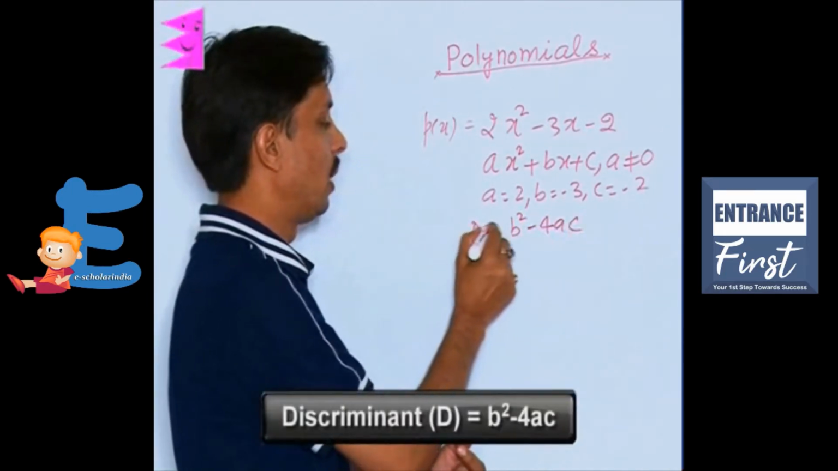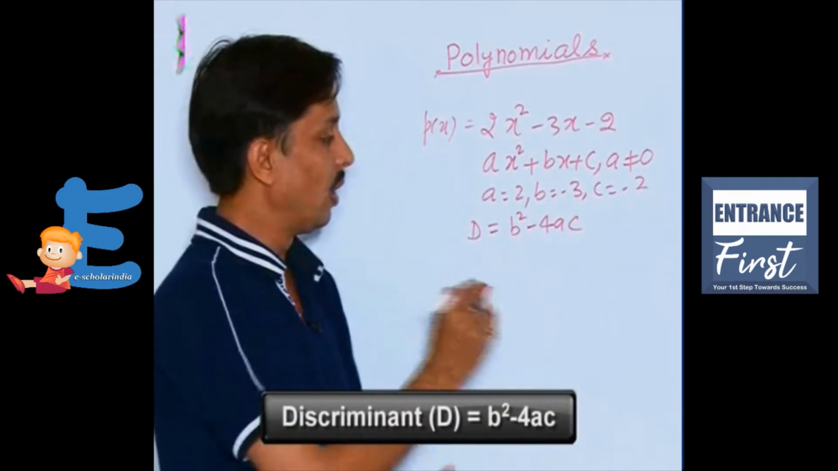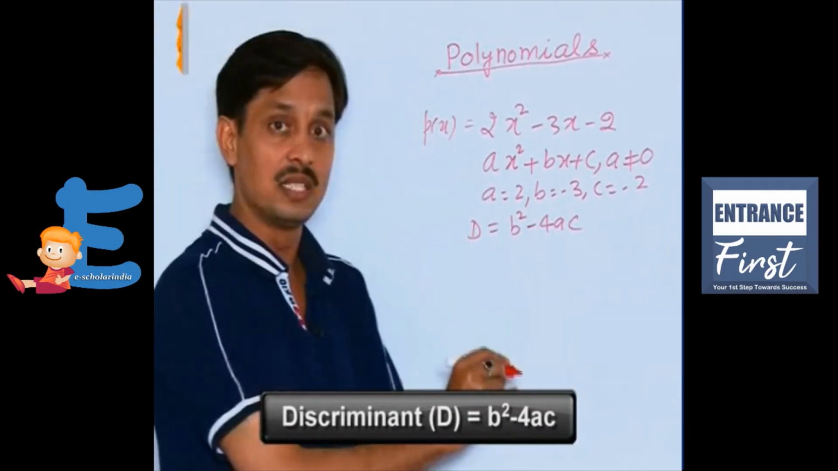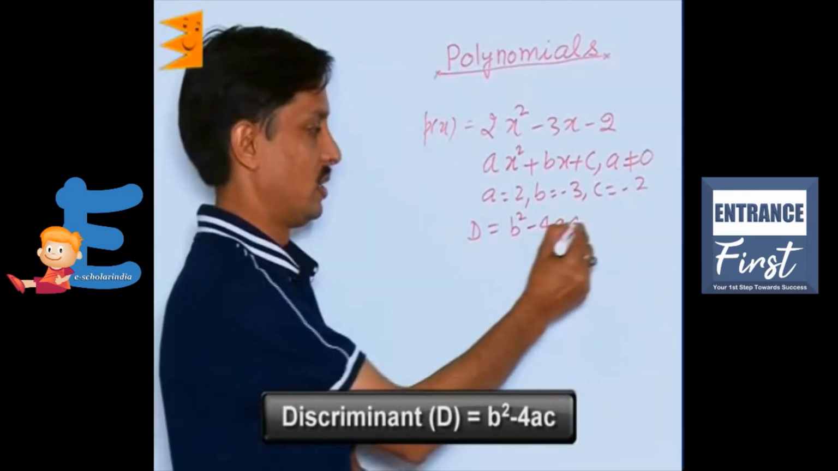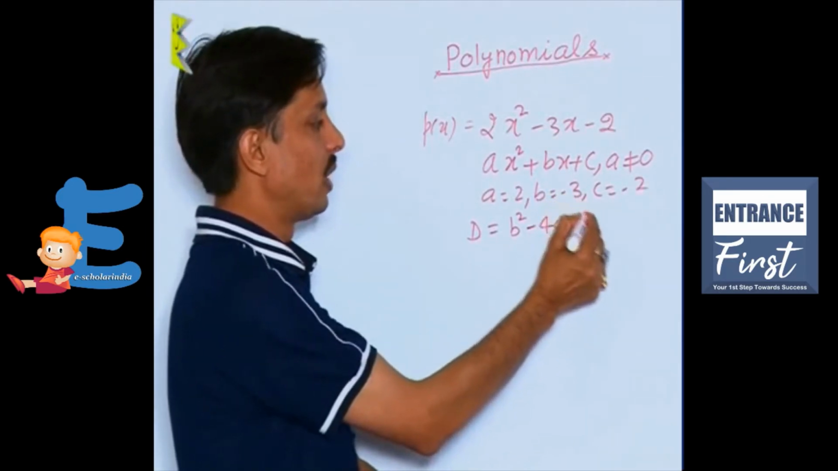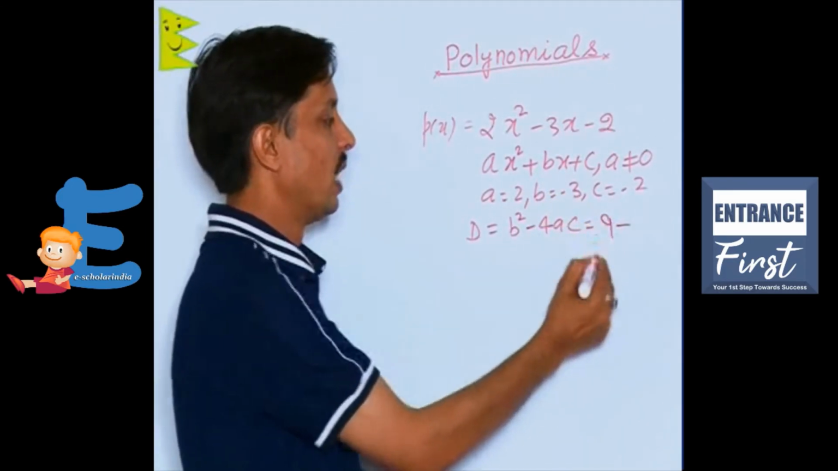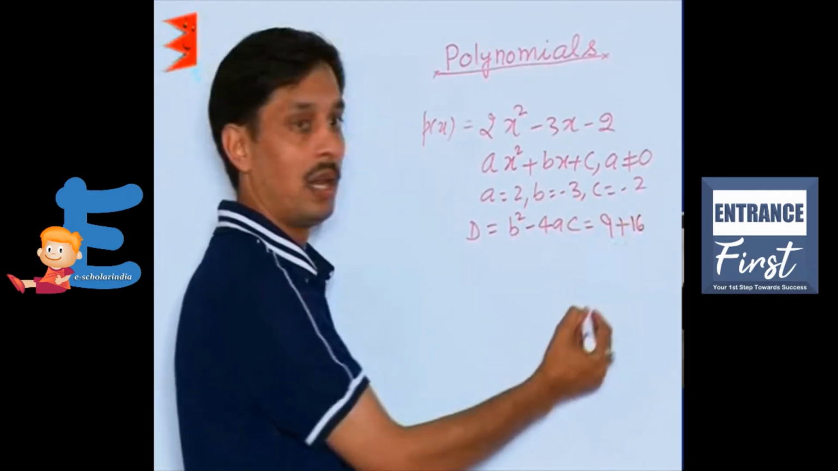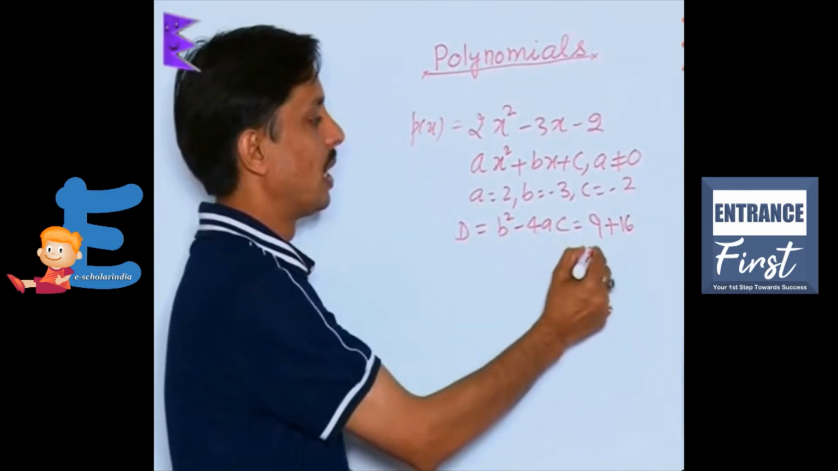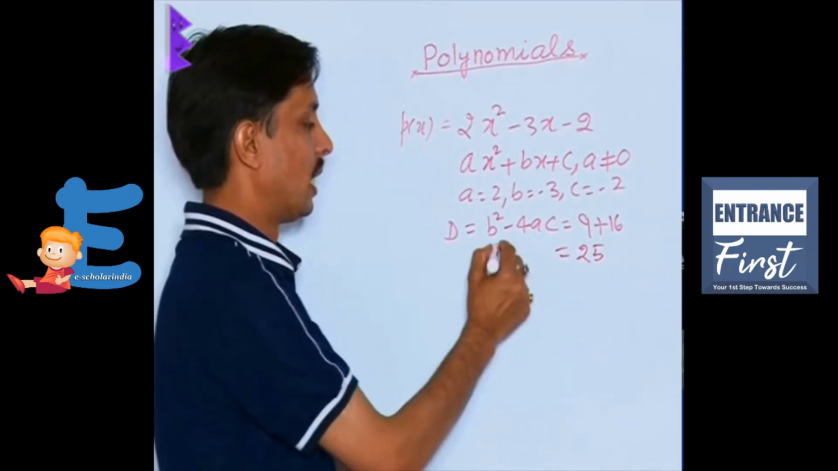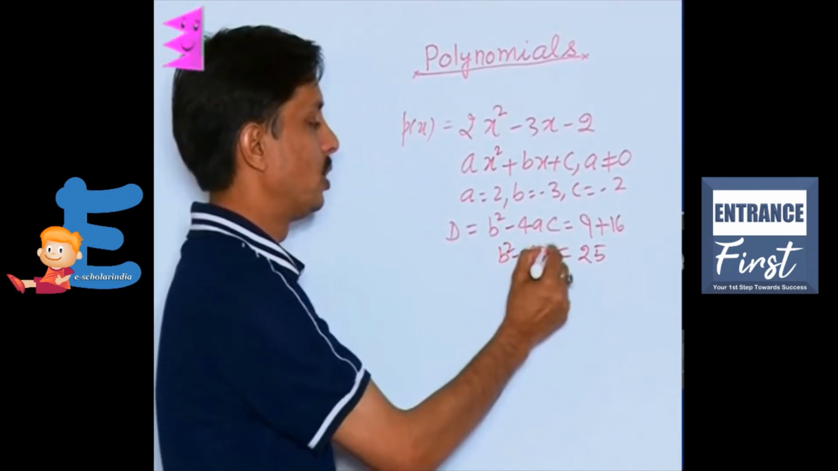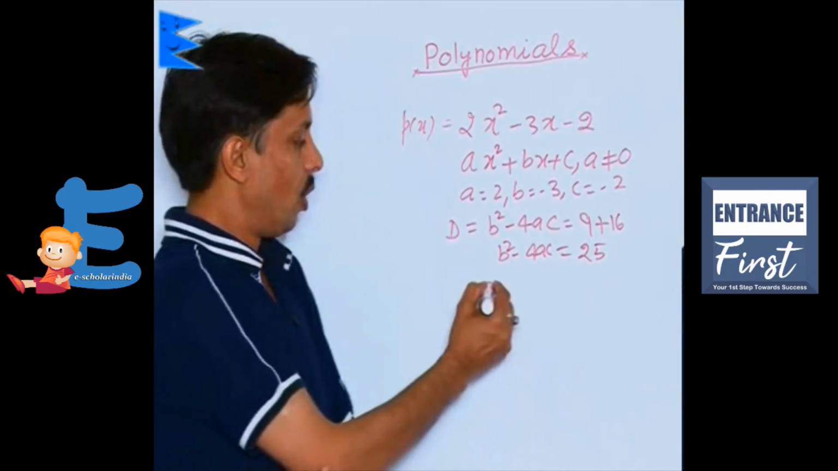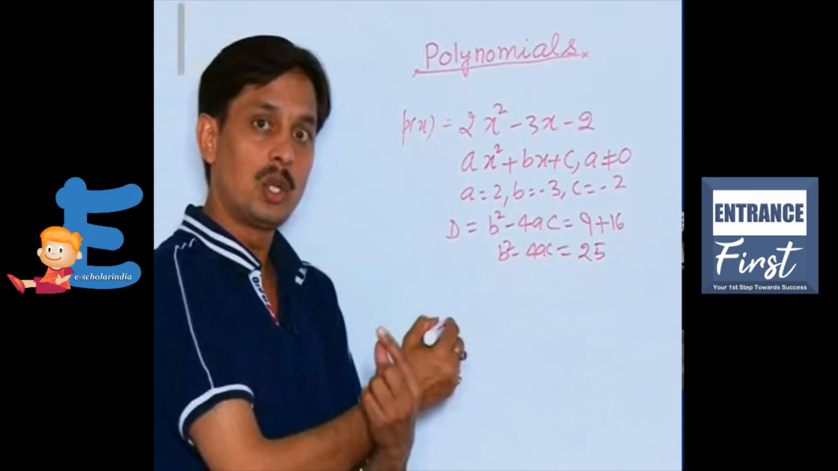If a, b, c are these values, then you can calculate one of the important results, the so-called discriminant, represented by capital D. The value of the discriminant, in every quadratic polynomial, is b square minus 4ac. b square means minus 3 square, that is 9, minus 4ac, that is 4 times 2 is 8, 8 times minus 2 is minus 16, negative, negative, positive. So the answer is coming out to be 25. The discriminant, b square minus 4ac, is 25.